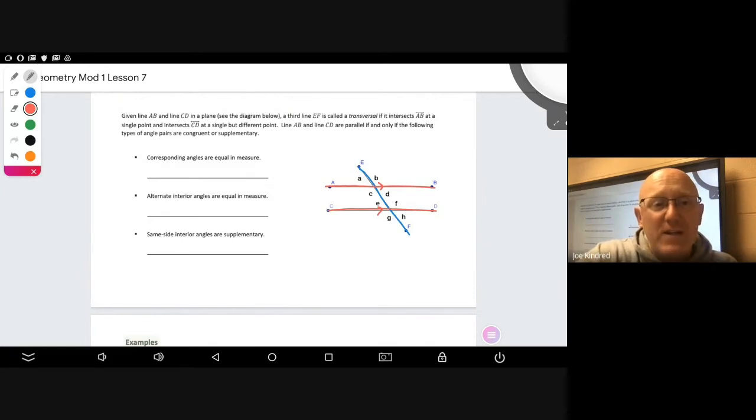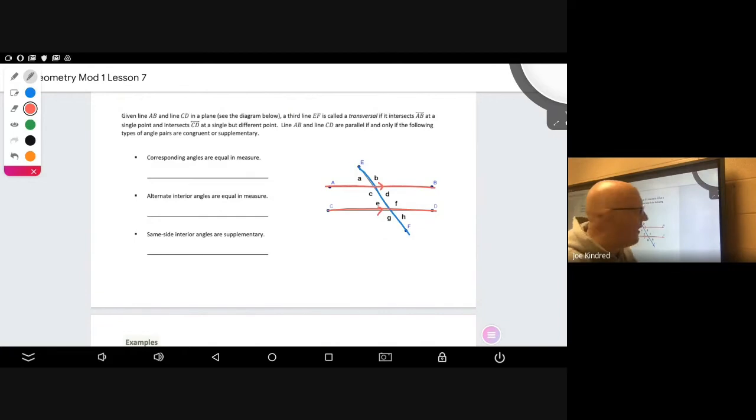There are 3 terms you need to be aware of, and all 3 help us set up equations. First of all, corresponding angles. They are equal in measure. It's very important to see that. So we're going to list all the corresponding angles. B and F are in the same relative position, so B is equal to F. A and E.